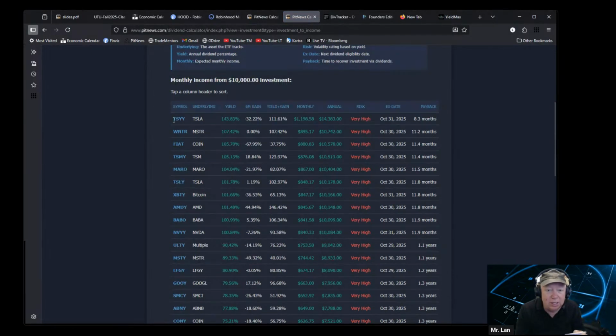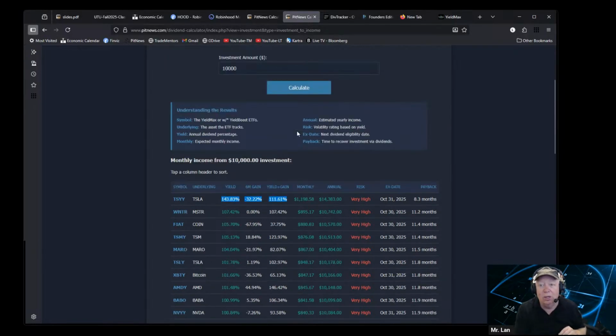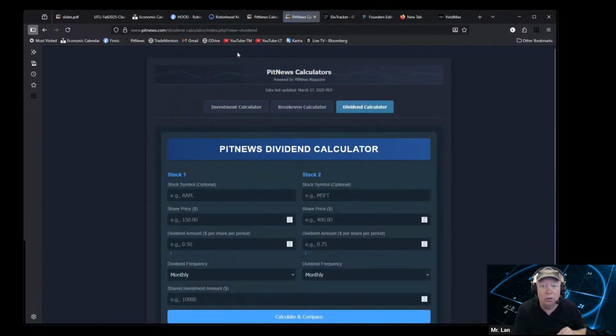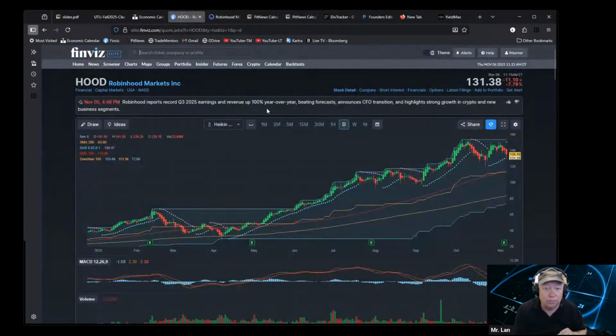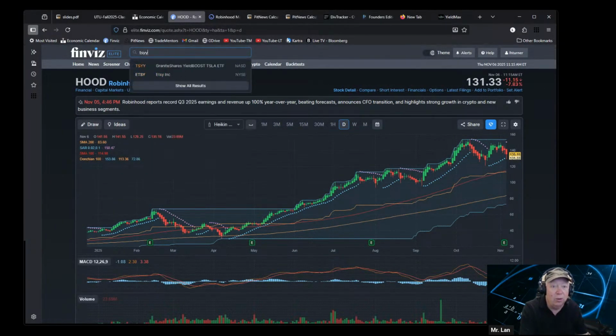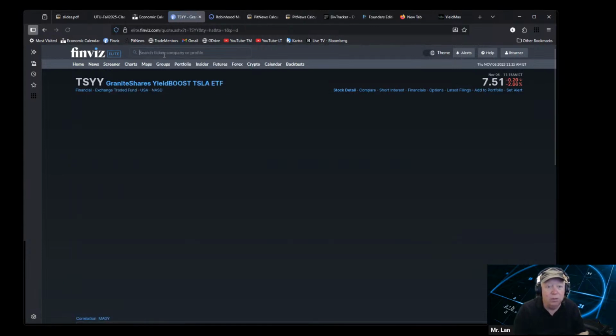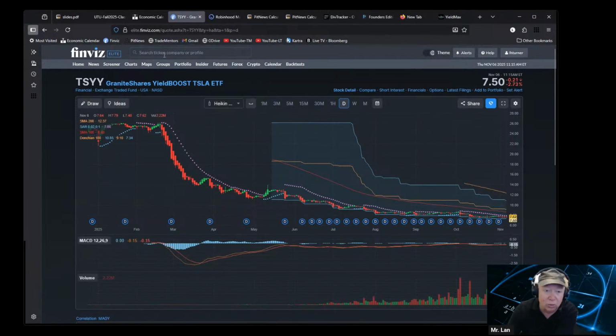Let's compare TSYY as of today. So we're going to write in TSYY, write down the symbol, and we're going to say that the yield on, actually, this is not the one, because these maths are already done for us. So we're going to show you how this little dividend calculator works. What we do is we're going to come over here and we're going to go TSYY. So we're going to compare TSYY against TSLY.